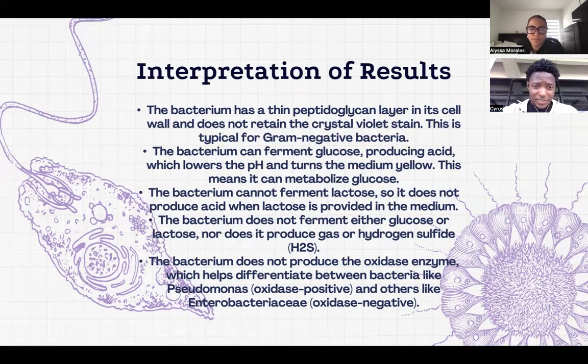Interpretation of results. The bacterium has a thin peptidoglycan layer in its cell wall and does not retain the crystal violet stain. This is typical for gram-negative bacteria. The bacterium can ferment glucose, producing acid, which lowers the pH and turns the medium yellow. This means it can metabolize glucose. The bacterium cannot ferment lactose, so it does not produce acid when lactose is provided in the medium. In the KIA test, it does not ferment either glucose or lactose, nor does it produce gas or hydrogen sulfide. The bacterium does not produce the oxidase enzyme, which helps differentiate between bacteria like Pseudomonas and others like Enterobacteriaceae.